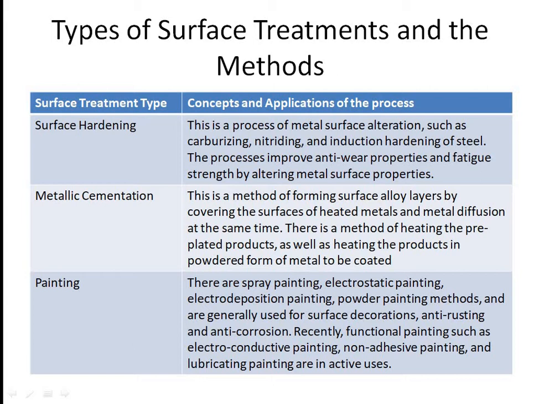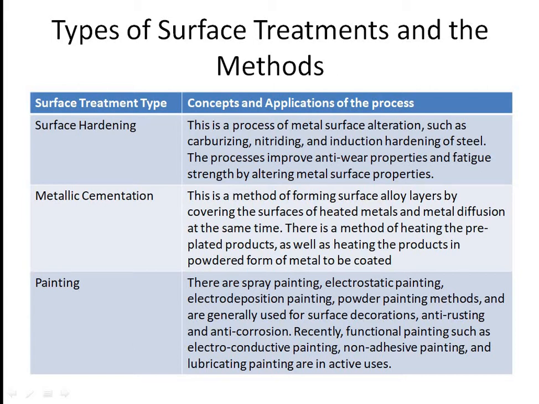This is the process of metal surface alteration such as carburizing, nitriding and induction hardening of the steel, which you have learnt in the previous metallurgy classes. The processes improve anti-wear properties and fatigue strength by altering metal surface properties.